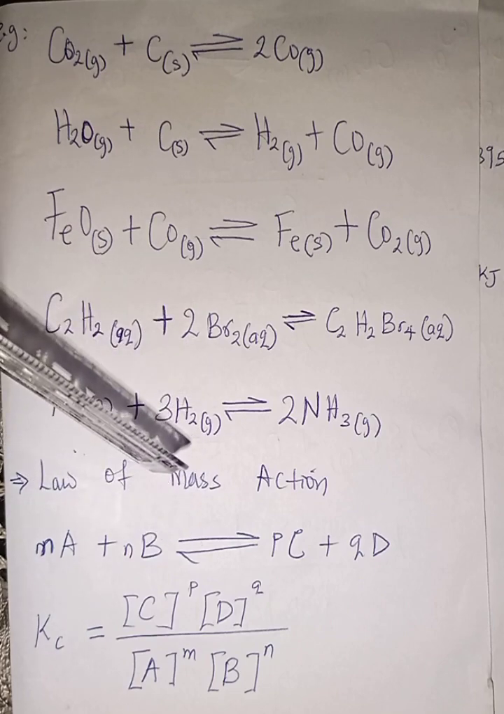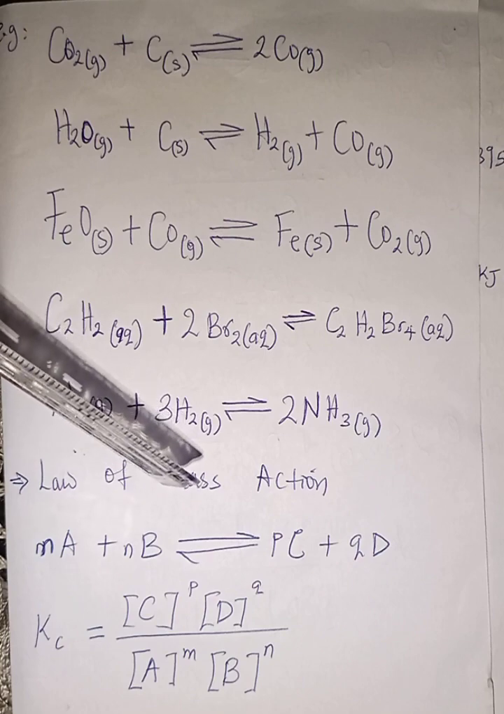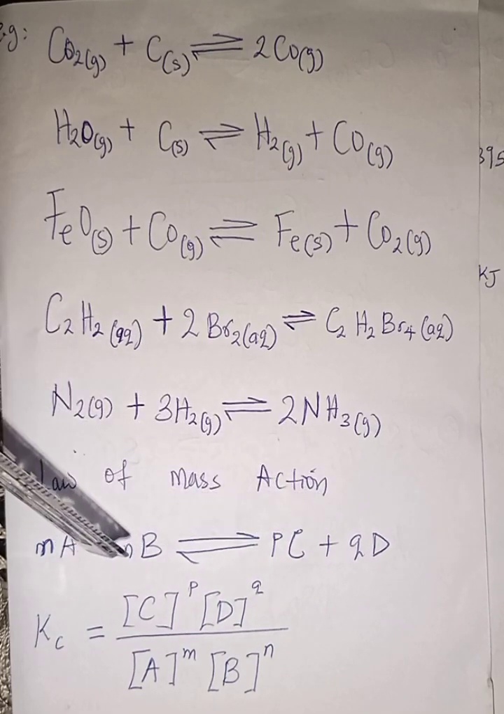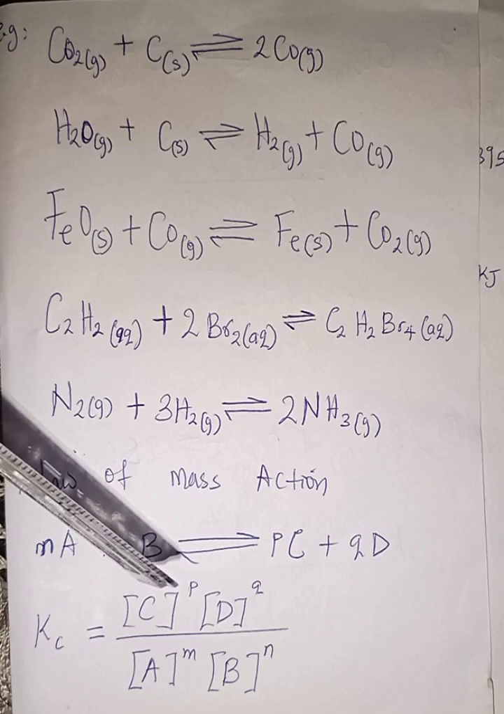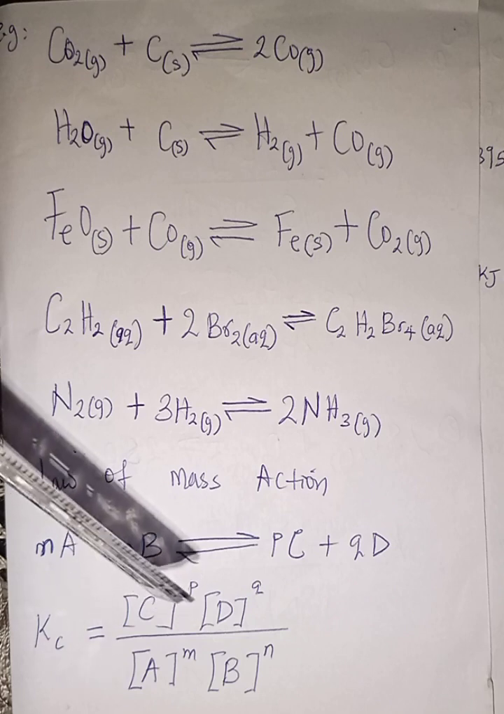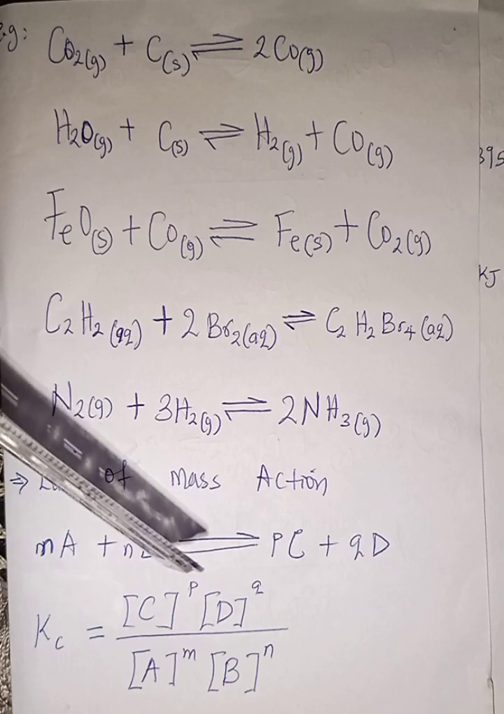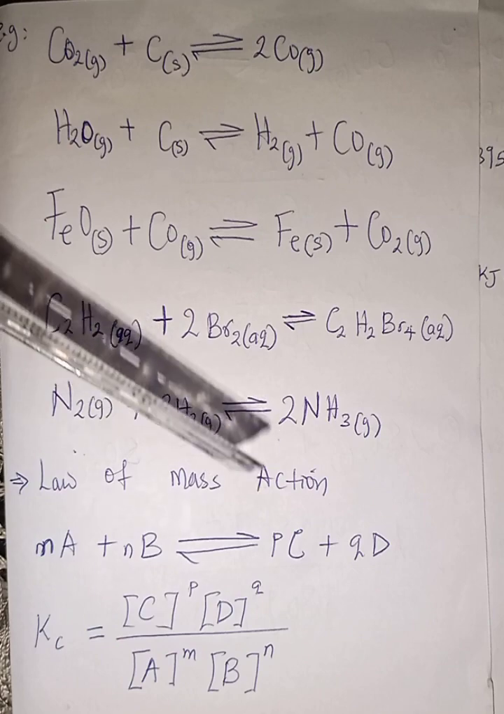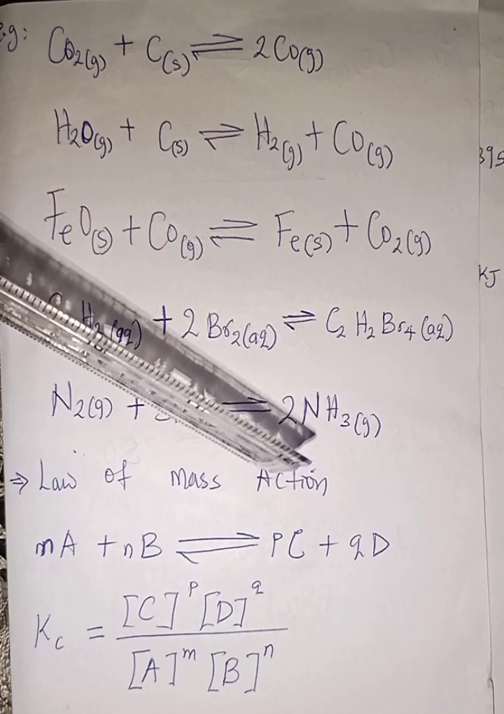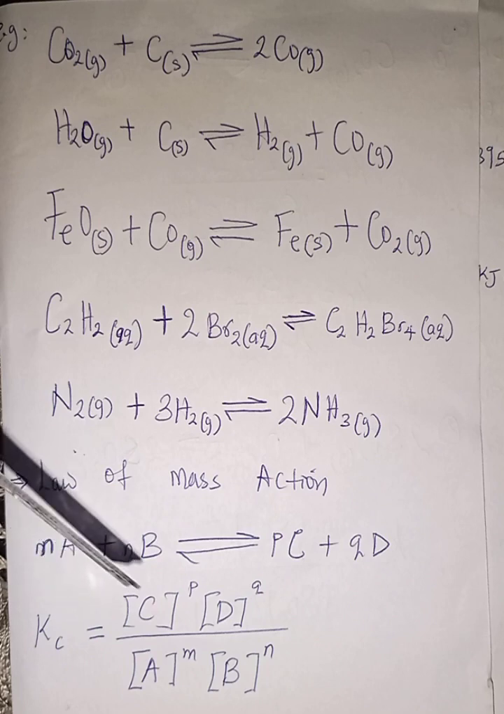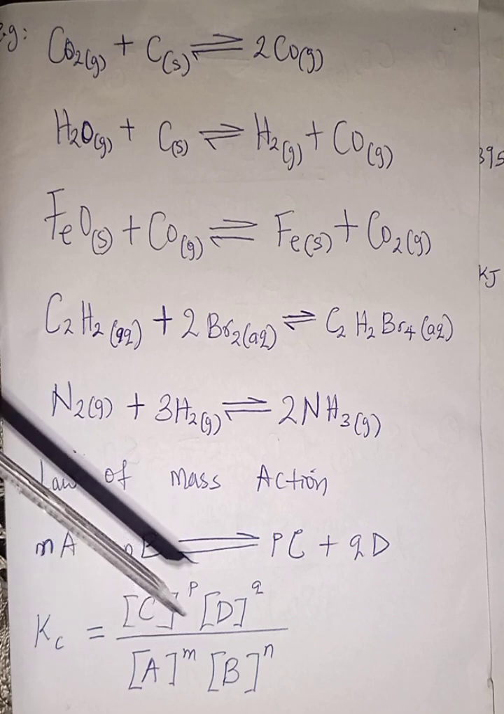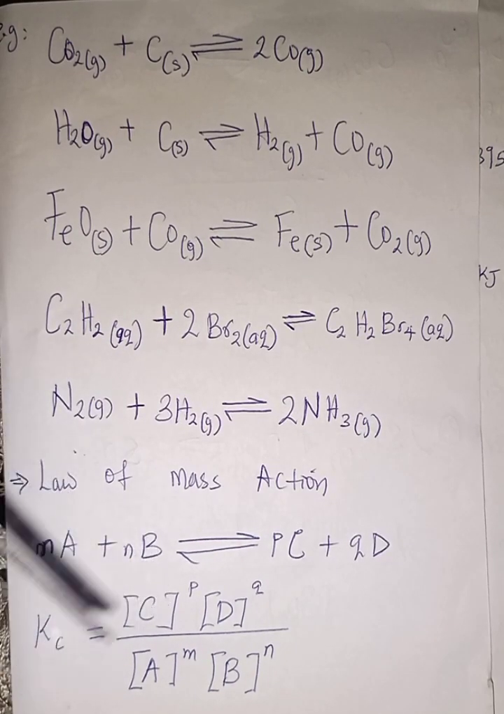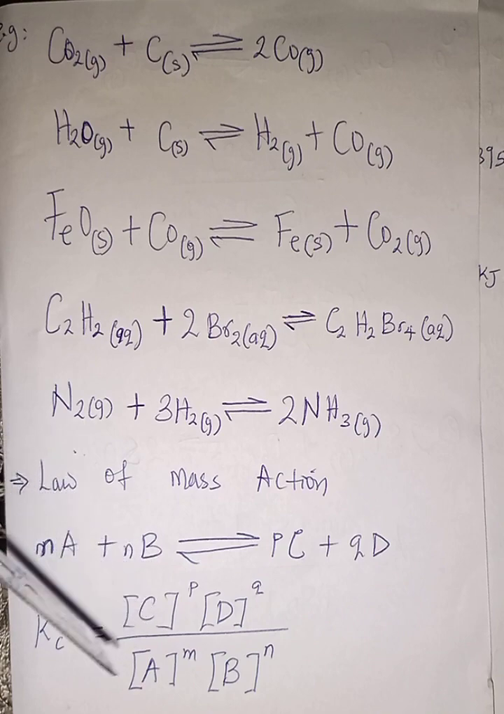The law states that for a given reaction at equilibrium, the arithmetic product of the terms in the products, divided by that of the reactants, each raised to the power of their stoichiometric coefficients or numbers of moles in the balanced equation, is constant. I repeat, the law of mass action states that for a given reaction at equilibrium, the arithmetic product of the products divided by that of the reactants, each raised to the numbers of moles or their stoichiometric coefficients in the balanced equation, is equal to a constant. And that constant is what we call the equilibrium constant, which is Kc.